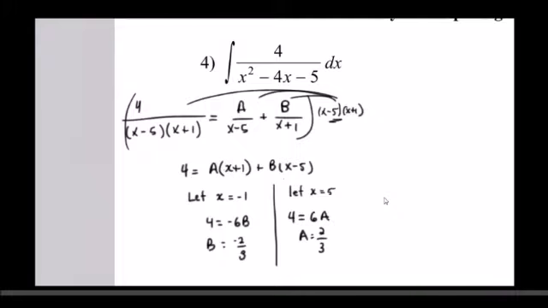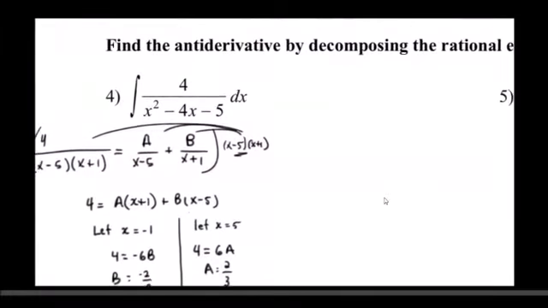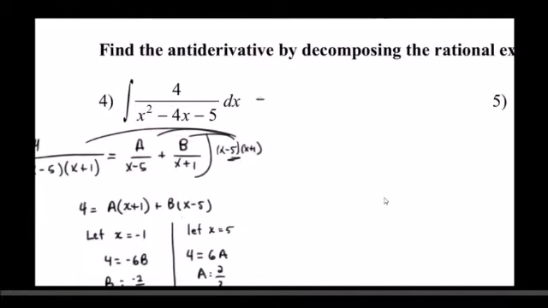So what happens now is the original problem becomes an antiderivative of two smaller partial fractions. So it's the antiderivative of 2/3 over x minus 5 plus -2/3, that was our value for b, over x plus 1.